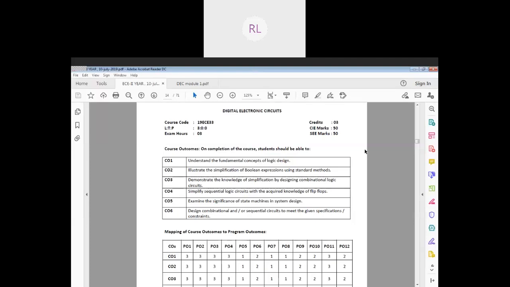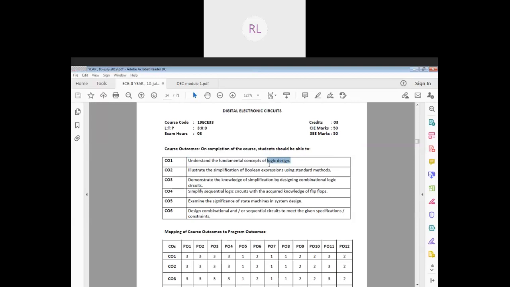Now this is going to be your subject, 19 AC 33, which is nothing but your digital electronic circuits. I think most of you have studied basic electronics. So this subject is going to be an extension of your basic electronics, especially the digital part. Once you are into this subject, the objectives are that you should be able to understand the fundamental concepts of logic design. That's going to be number one.